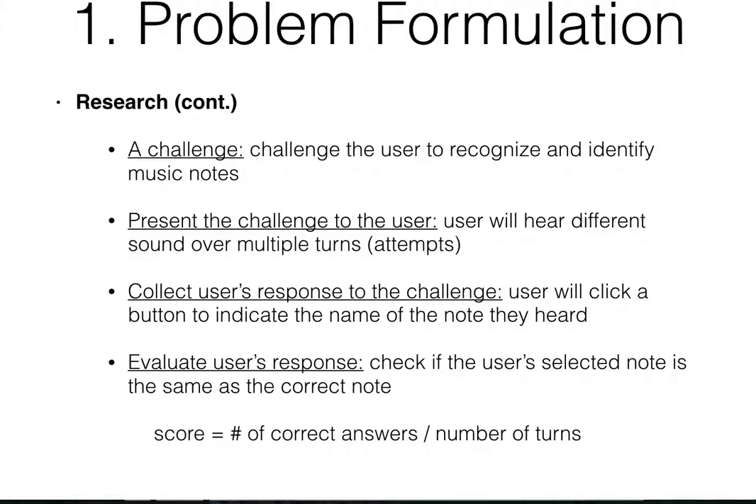Then we're going to evaluate the user's response. We're going to check when the user clicks a button to say, I think this is A note, we're going to see if this was really the A note that was played. So we're going to take the name of the note that we played for the user and the name of the note that the user thinks it is, and we're going to compare them. If the user answered correctly, we're going to give them a score. If the user did not answer correctly, in my context here, I am not deducting from the score.